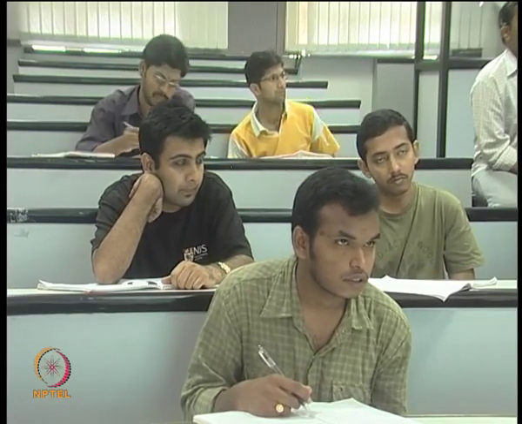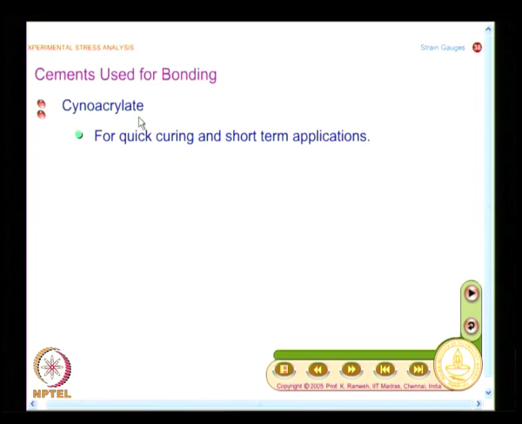You go to the fast food restaurant and you get the food fast, your dietitians say that this food is not good for your health. If you have a food which is cooked very slowly, it is good for your health. The same thing you will see in strain gauge application also. I have cyanoacrylate cement, it cures within seconds, but good for short term applications.